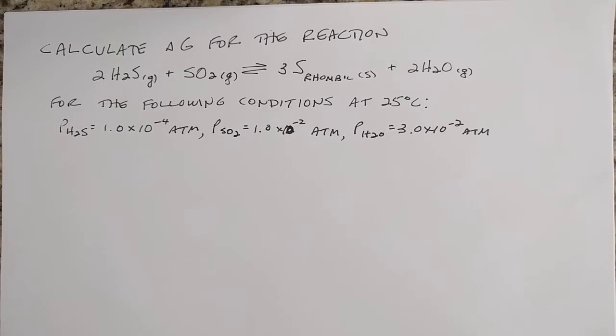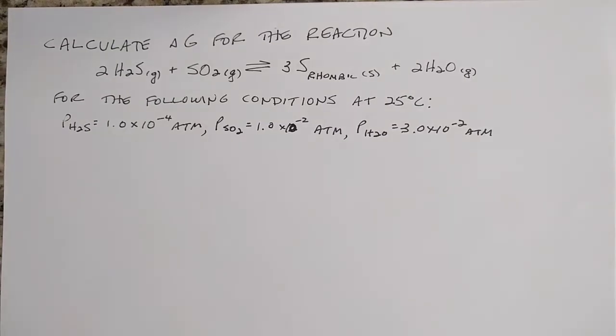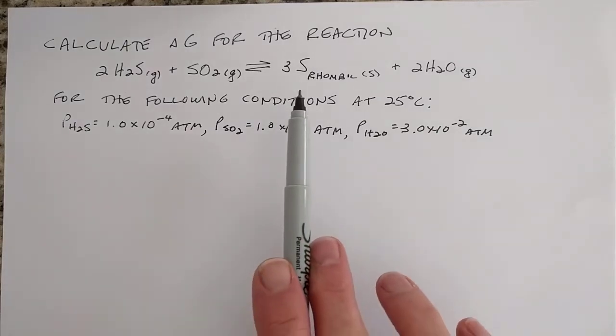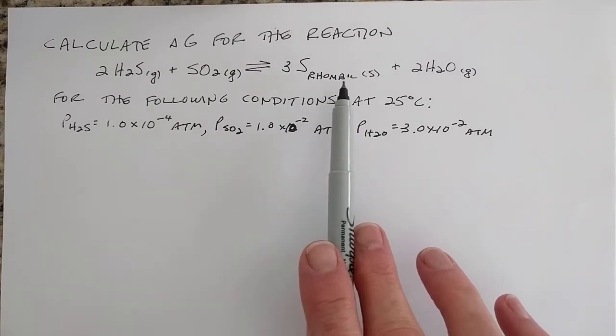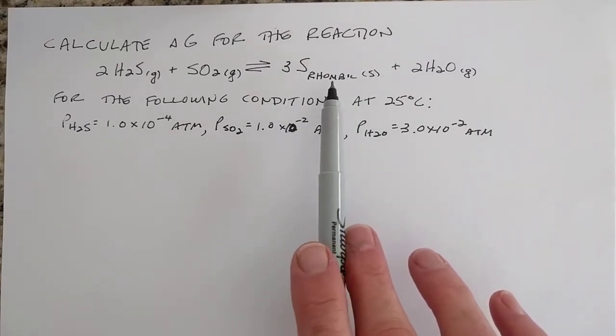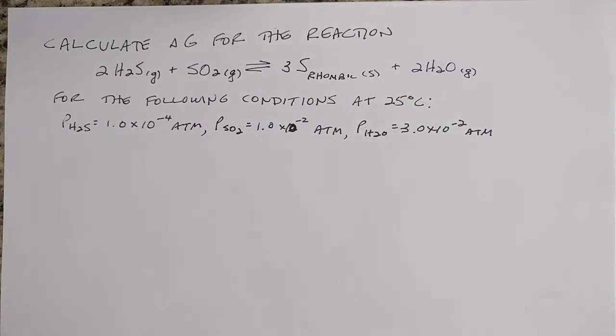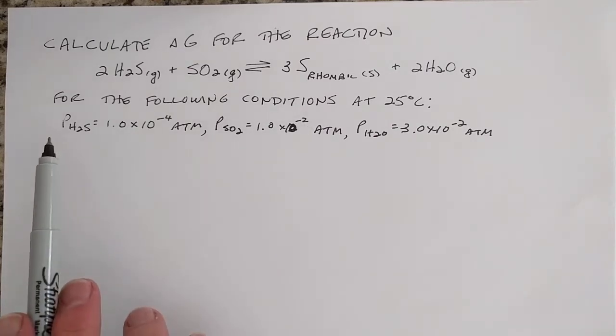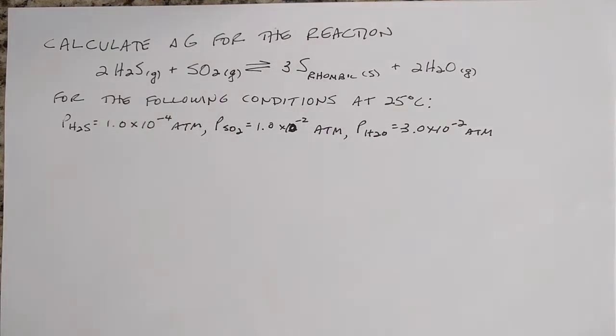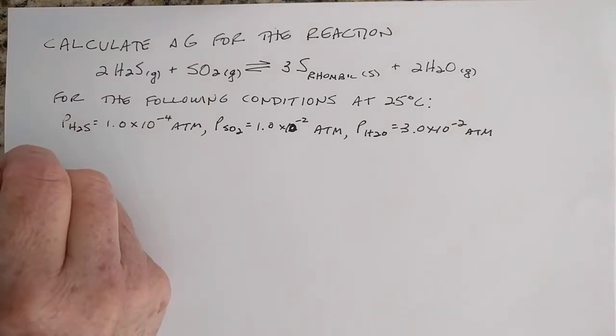So now we'll look at a problem. We want to calculate delta G for the reaction 2H2S, hydrogen sulfide, plus sulfur dioxide, yields 3 sulfur in the rhombic solid state. We have rhombic and monoclinic. The rhombic is the standard state of solid sulfur, and 2H2O gas. And we're given the following conditions. We're given pressures of our gases. So to calculate delta G, we need to calculate delta G0, and then we need to calculate Q, and then we can use our delta G expression. So let's calculate our delta G0 first.